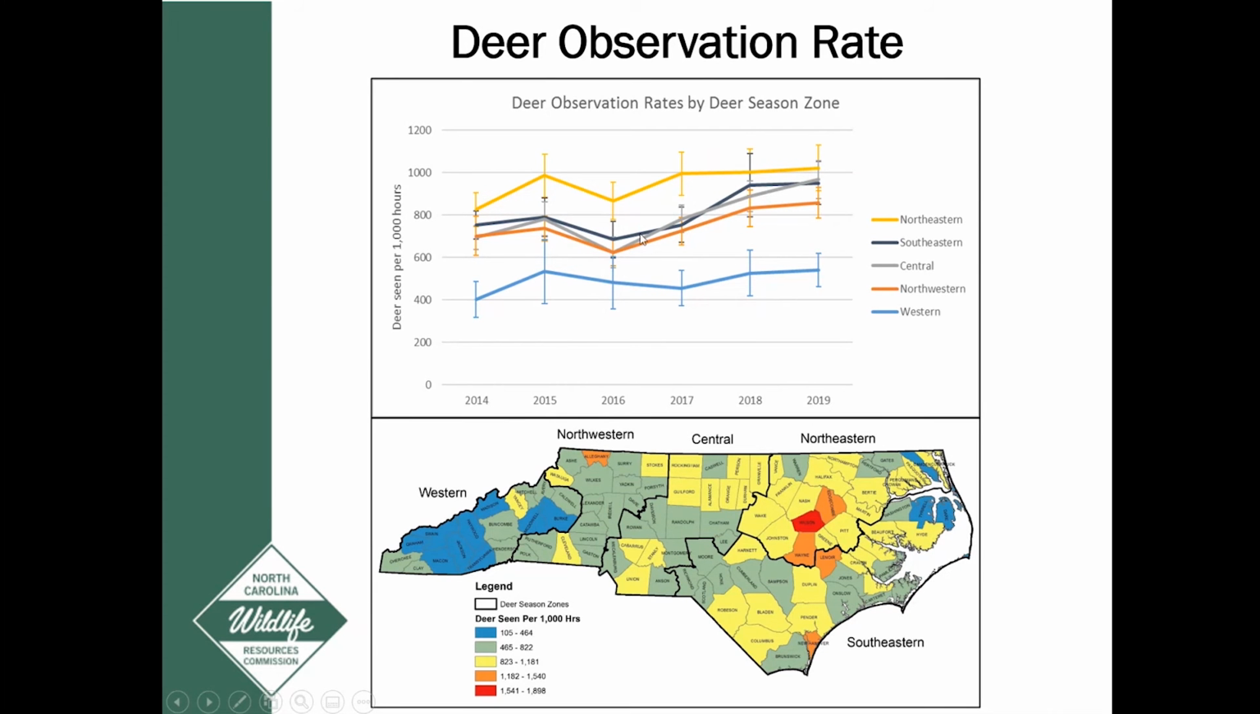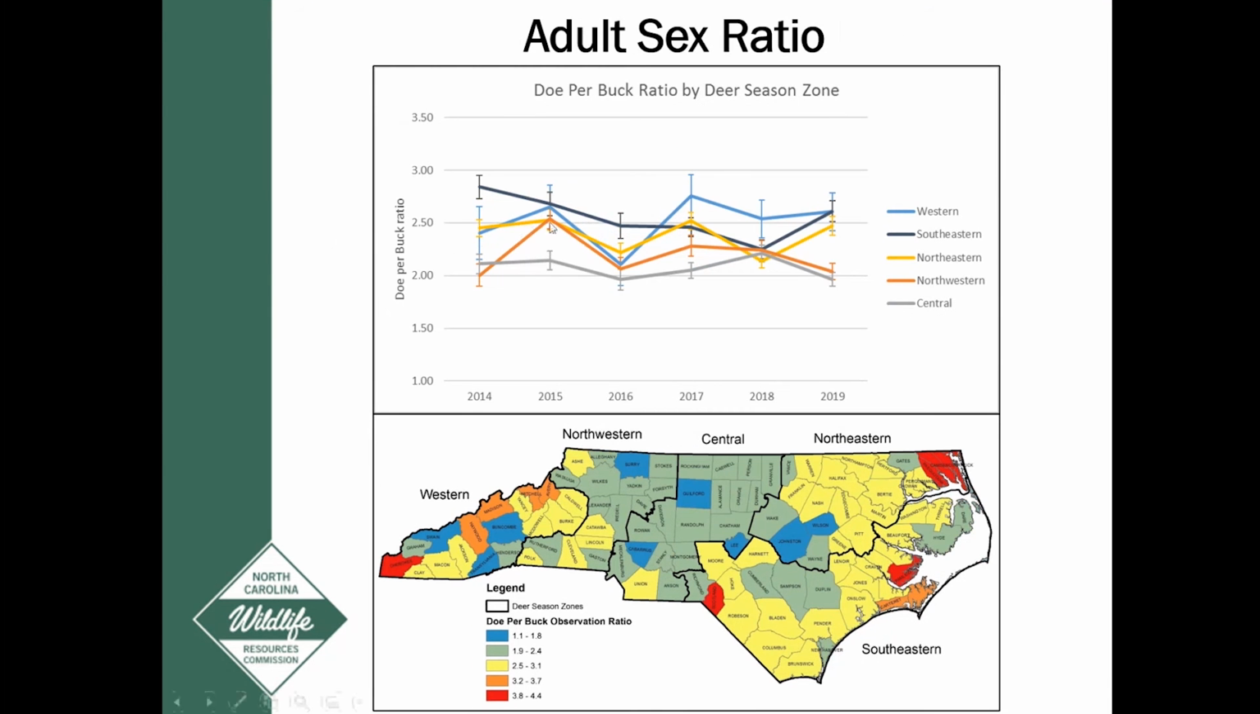What is interesting is that if you look at trends at the zone level, since 2016, we're seeing an increase in trend in observations per 1,000 hours. And then in 2019, we saw the highest reported observation rate for all 5 zones in the state, which these are all indications that our deer numbers are increasing.